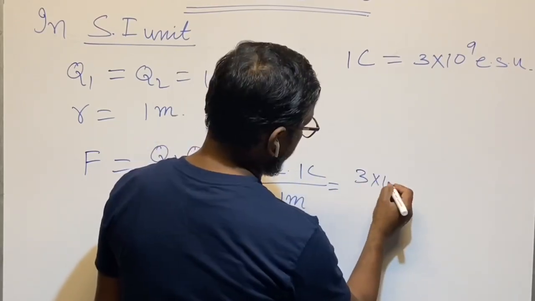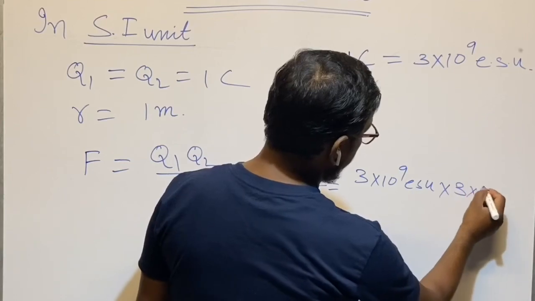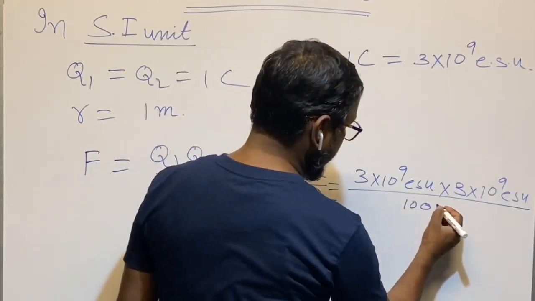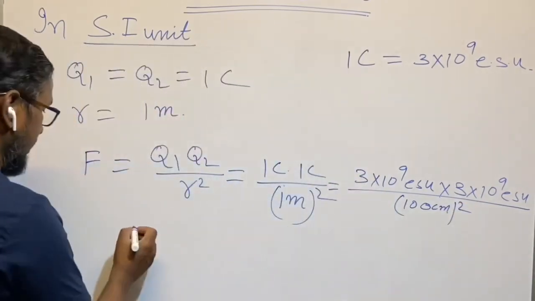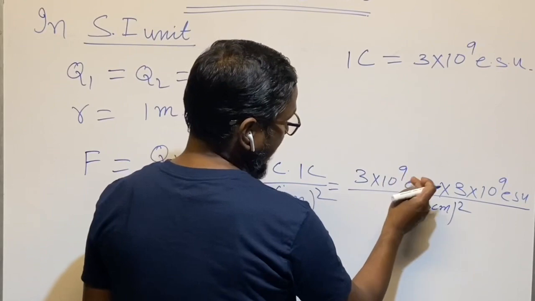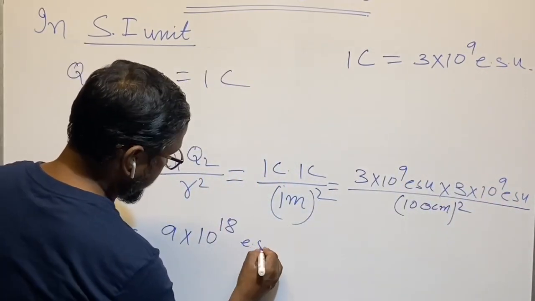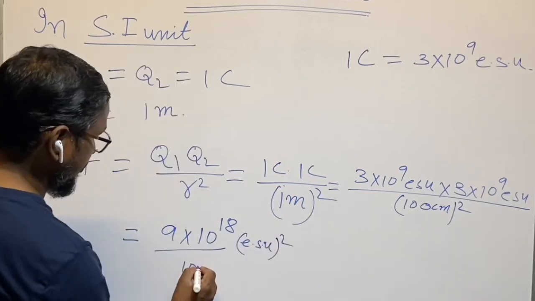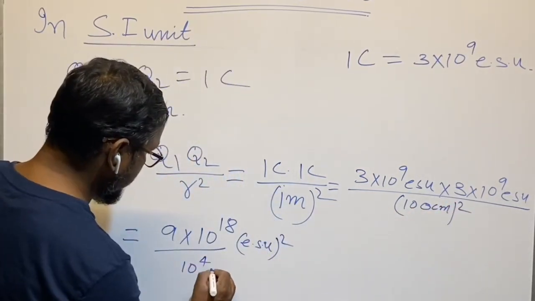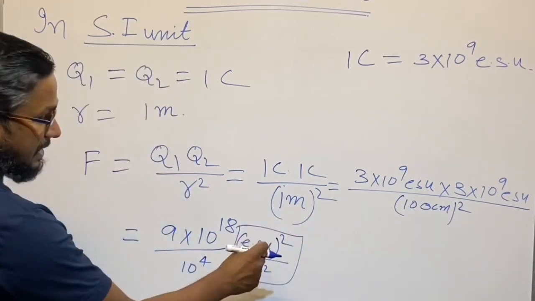Each charge is 3 into 10 to the power 9 ESU, and 1 meter is equal to 100 centimeter. If we calculate its value, 3 times 3 is 9, and 10 to the power 9 into 10 to the power 9 will be 10 to the power 18 ESU square. The denominator is 10 to the power 2 squared, so it will be 10 to the power 4 centimeter square. This is the unit of force that we write as dyne.